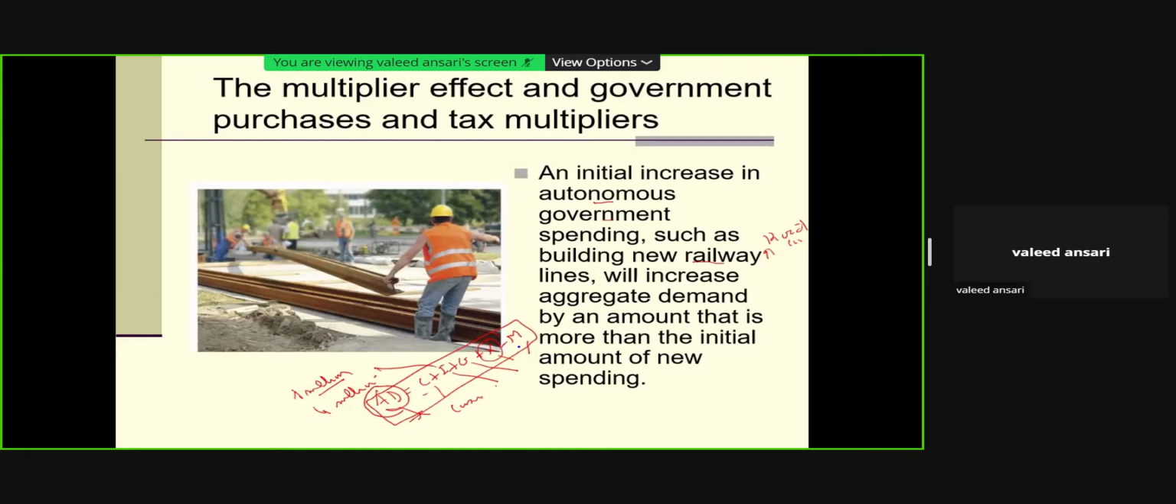So what is happening here is that the initial increase has now set in motion a chain effect. And the chain effect is that the final increase in total spending will be more than 1 million. In order to find out how much the total increase will be, one can get an idea by looking at how much people are spending. The more they spend, the greater will be the increase. The lower they spend, the lower will be the increase. So let us work it out and try to understand.